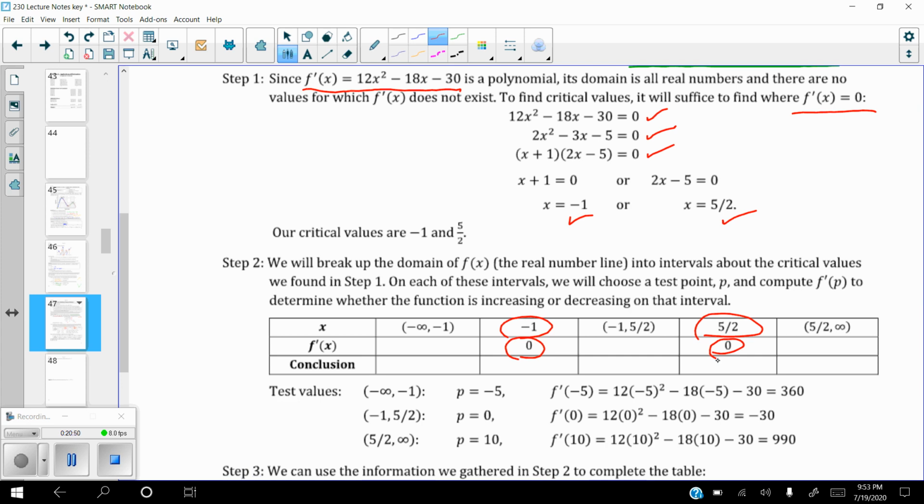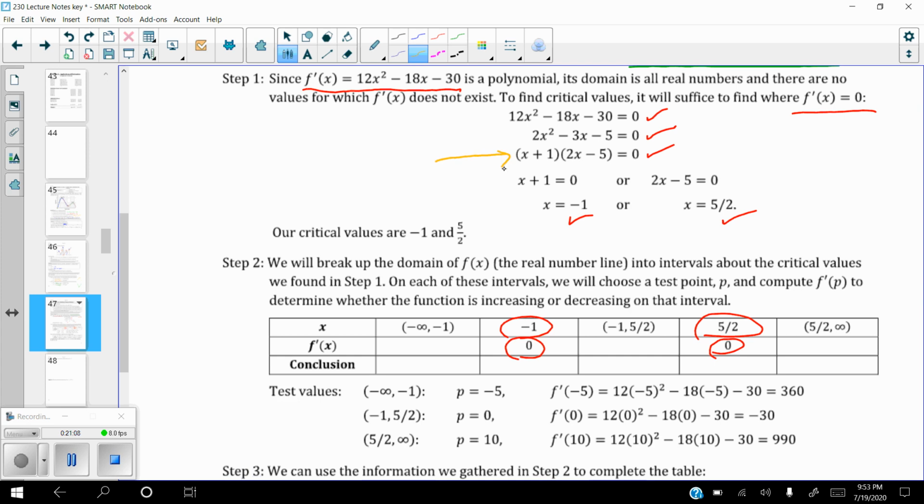So from negative infinity to -1, all I need to do is take any value that I want to and figure out what my slope is doing. So pick something easy like -2. If I was going to plug in -2, I'm going to come back up to this specific step right here.